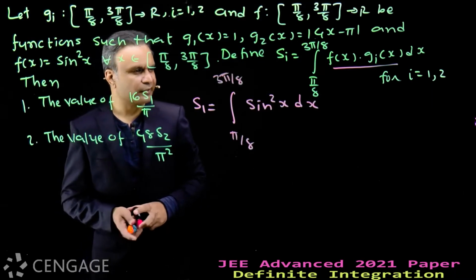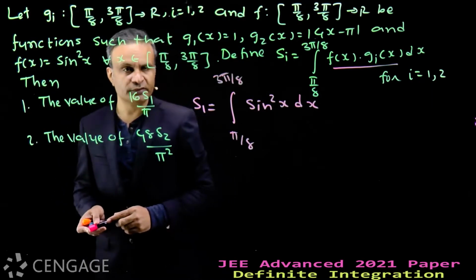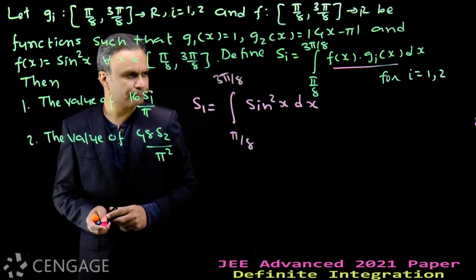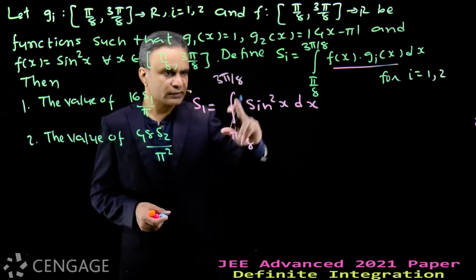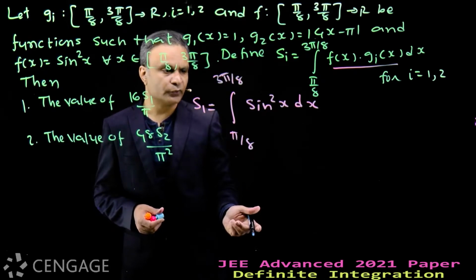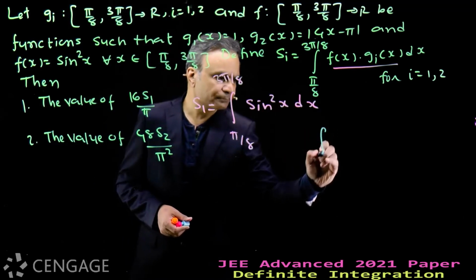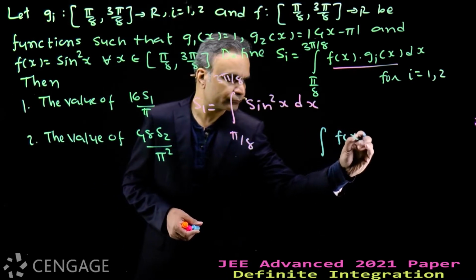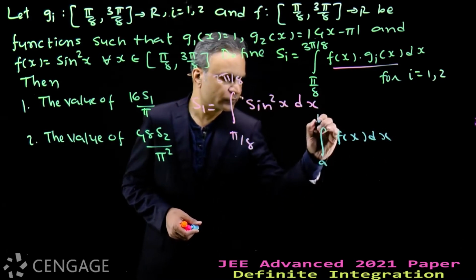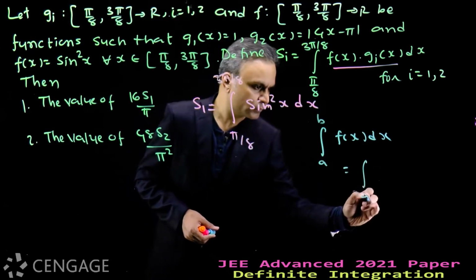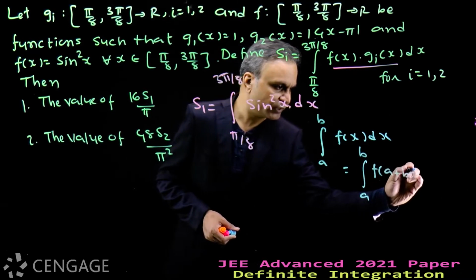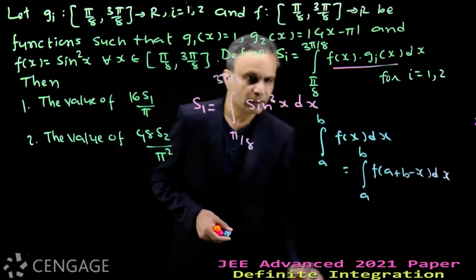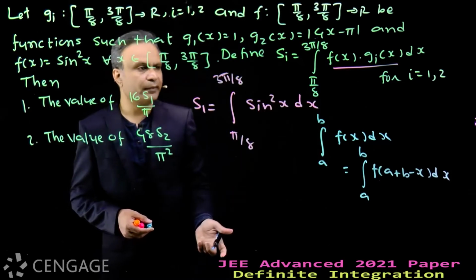We can use sine square x is equal to 1 minus cos 2x over 2, but we have a simpler approach to get this value. The sum of these two limits is pi by 2, so we can use this property. This is a very common property. We can replace x with a plus b minus x. So here we will replace x with pi by 2 minus x.